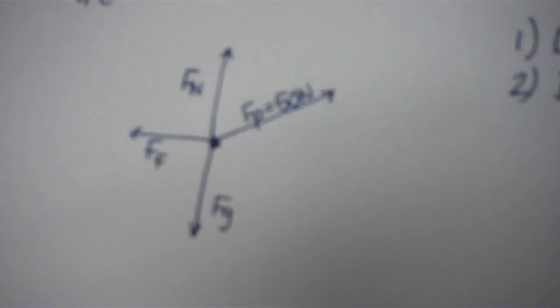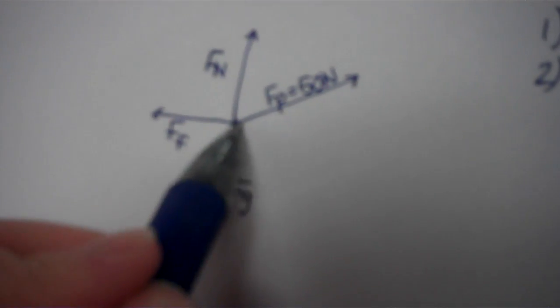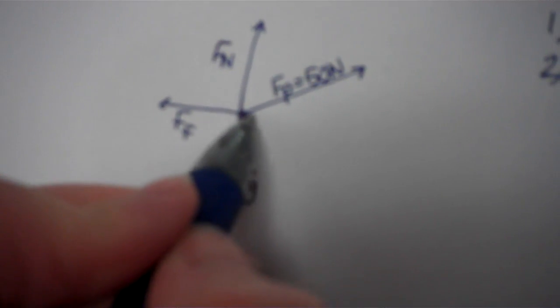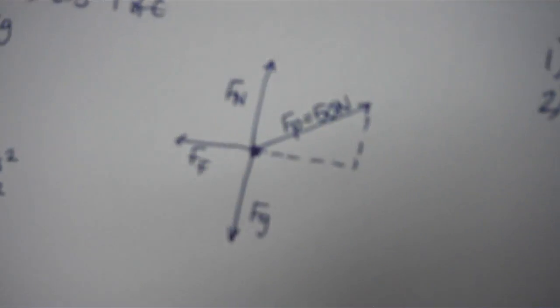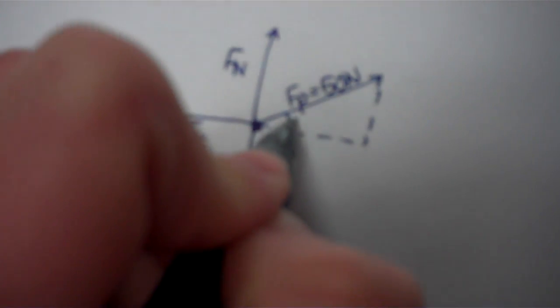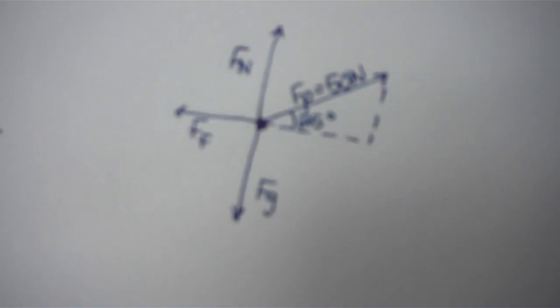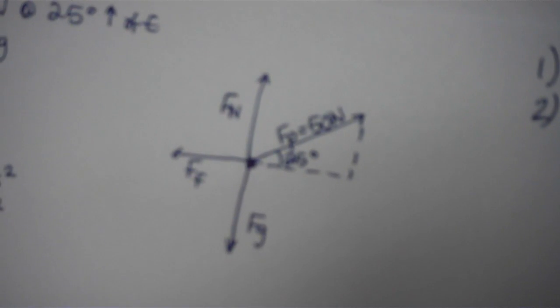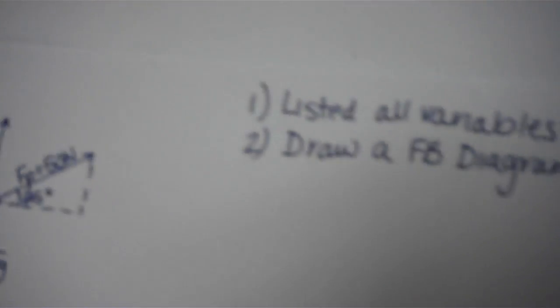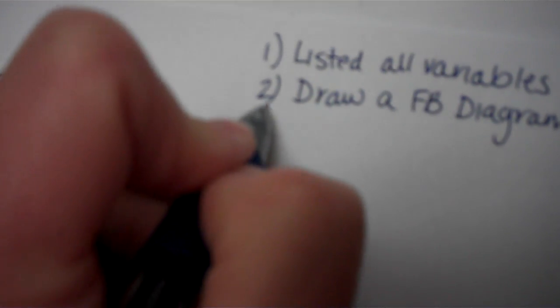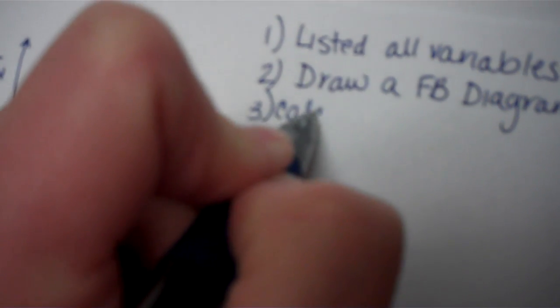So the force of the pull here is 50 newtons. In this case, we see an angle here. It's going to be very helpful for us to give ourselves a nice little handy-dandy triangle because we need to know that this is 25 degrees as well. So we listed all our variables, we drew our free body diagram. The next step that we're going to do, because it's going to be helpful for us no matter what, is calculate the weight.